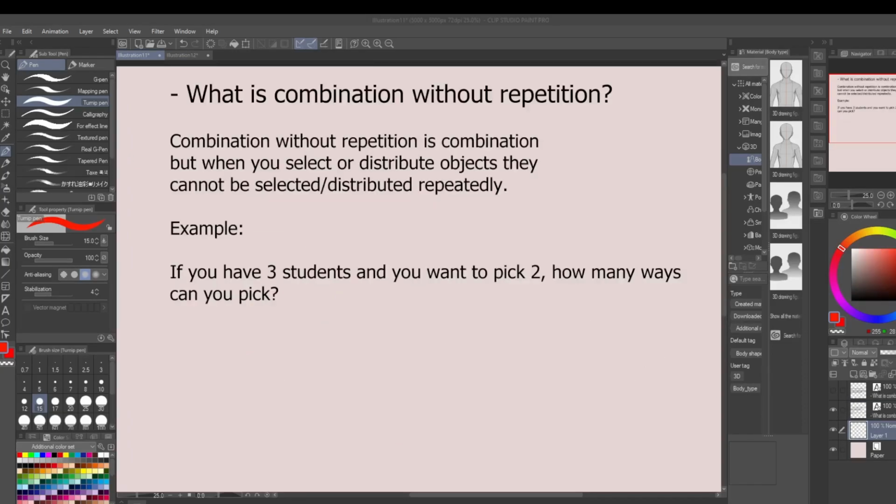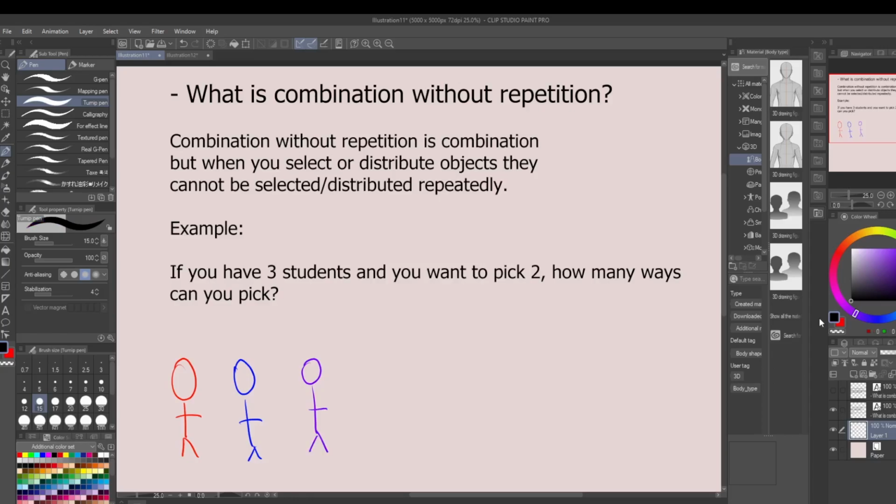Okay, so what is combination without repetition? Combination without repetition is combination, but when you select or distribute objects, they cannot be selected or distributed repeatedly. So, for example, if you have three students and you want to pick two, how many ways can you pick? So, let's say I have three people here, and I want to select two out of these three students. So, how many ways can I do this?